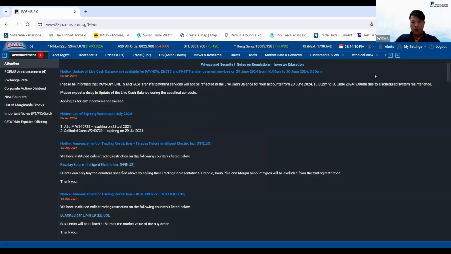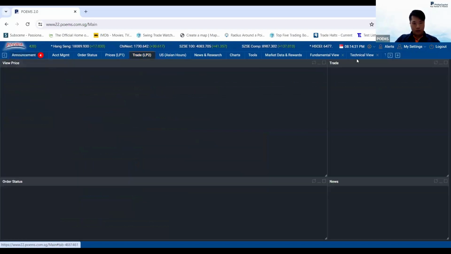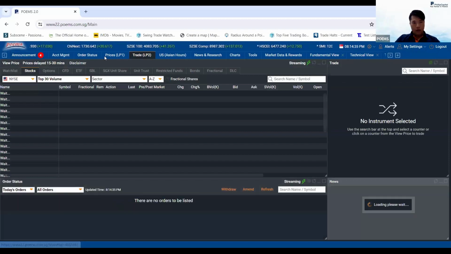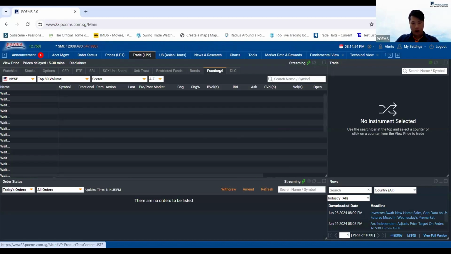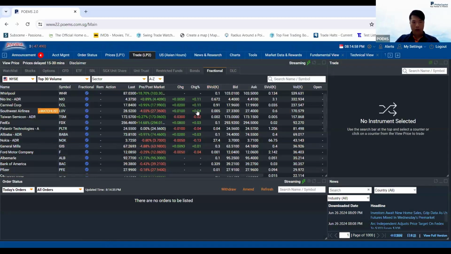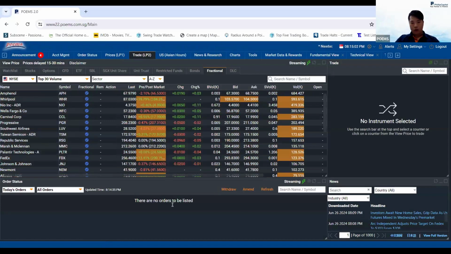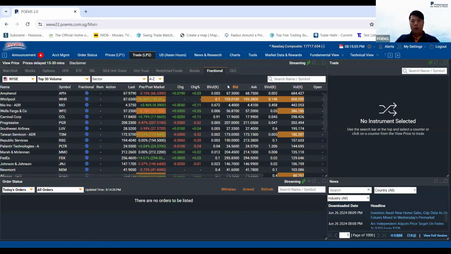Okay, so here is our POEMS web, and I'm just going to show you guys how you can actually trade fractional shares. How you can acknowledge is you can simply go to trade. Once you go to trade, you realize there are a few tabs here. Now, this account has already been acknowledged, so the statement will not come out. But basically, once you click fractional share, there will be a prompt with a risk warning disclosure regarding fractional shares, which you have to acknowledge. And once acknowledged, you will be able to trade fractional shares.